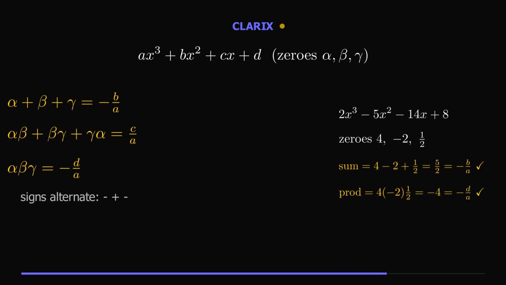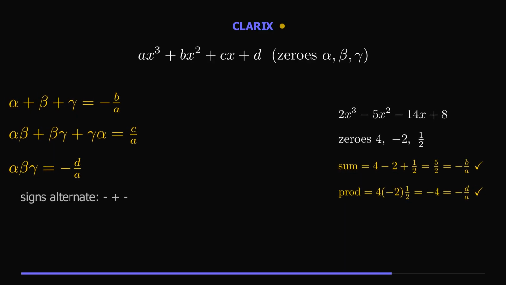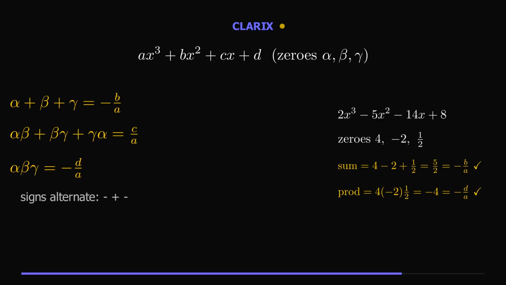Quick sanity check with the cubic 2x cubed minus 5x squared minus 14x plus 8, whose zeros are 4, minus 2, and 1/2. Their sum is 4 minus 2 plus 1/2, which is 5 over 2, and minus b over a is minus minus 5 over 2, also 5 over 2. The product is 4 times minus 2 times 1/2, which is minus 4, and minus d over a is minus 8 over 2, also minus 4. The pattern works for cubics, too.